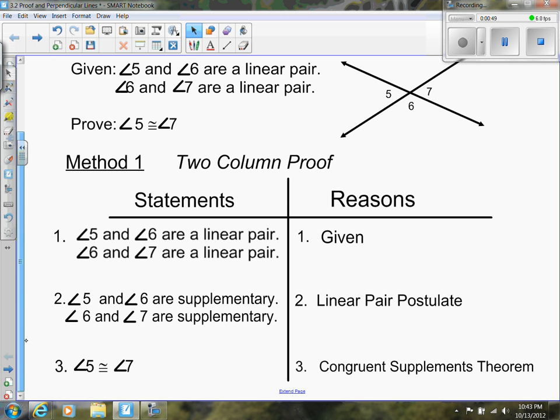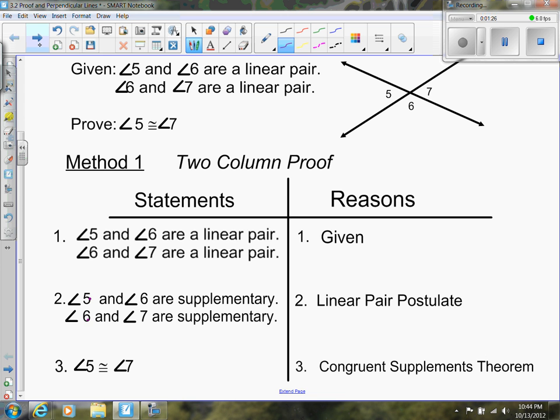Now, to do this proof, basically we take our givens, and then we say, well, if they're a linear pair, we know by the linear pair postulate that angle 5 and angle 6 are supplementary. Angle 6 and angle 7 are supplementary. Now, 6 is a supplement to 5 and 6 is a supplement to 7. Therefore, 5 and 7 have to be congruent by the congruent supplement theorem.